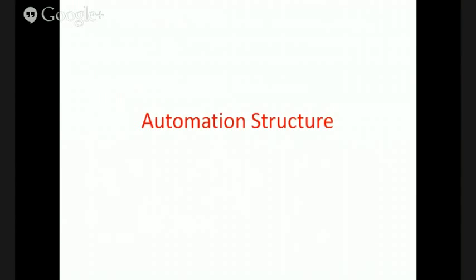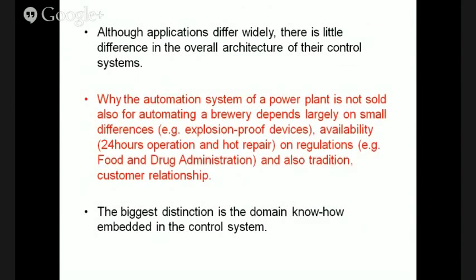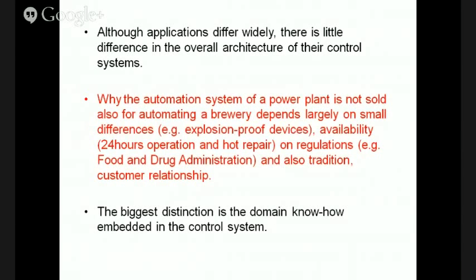Now, automation structure. If you see what the structure of an automation looks like, although applications differ widely, there is little difference in the overall architecture of the control system. Why the automation system of a power plant is not suitable for automating a brewery depends largely on small differences. It cannot be the same automation. Automation structure has to be different for different purposes.